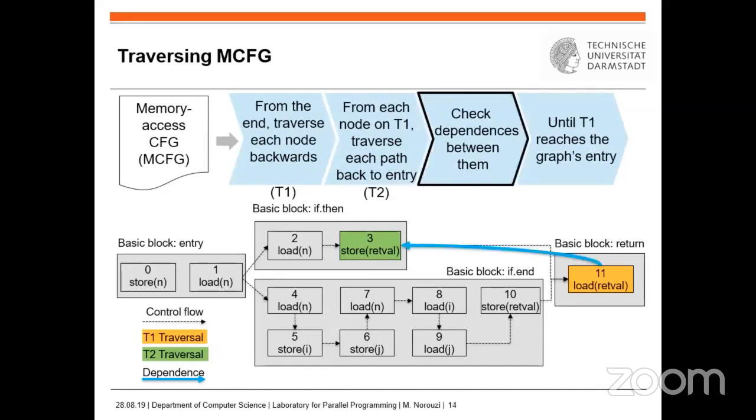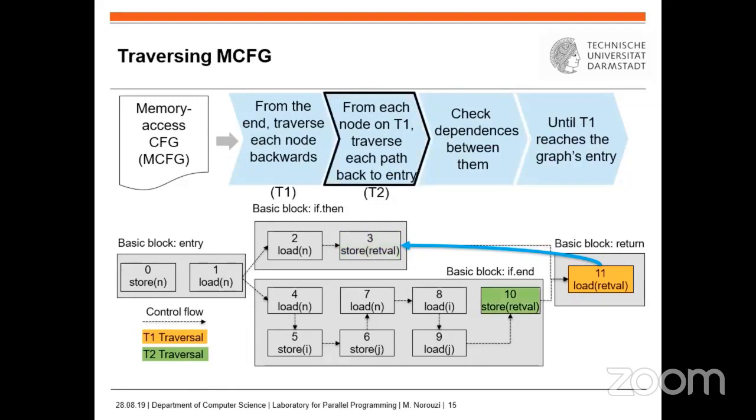For each node on T2's path, we compare the address being accessed with that of the node of T1. If it's the same, then we report a dependence. Here we have a read after write dependence, because the return value address is being read in node 11 after it is written in node 3. Once the dependence is found on the path, or the entry node is reached in T2, we continue with the next path, in this case the bottom one.